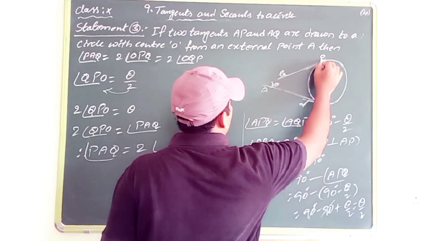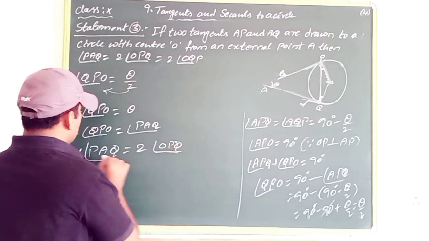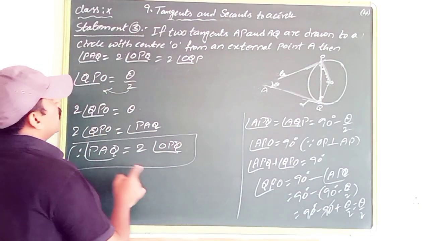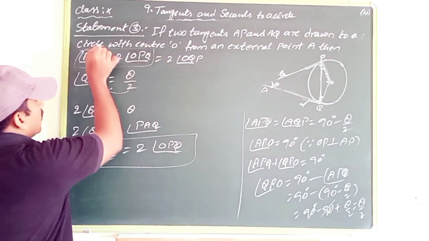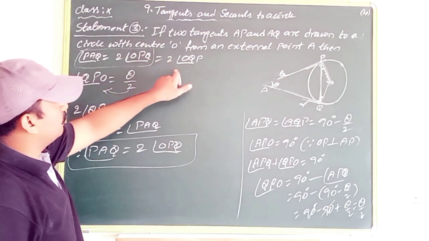This one, QPO or OPQ, both are same. So I am writing like OPQ here. Okay, so observe this one. Angle PAQ is equal to 2 times angle OPQ. So one condition we proved. Similarly, like this only we should prove this one also.